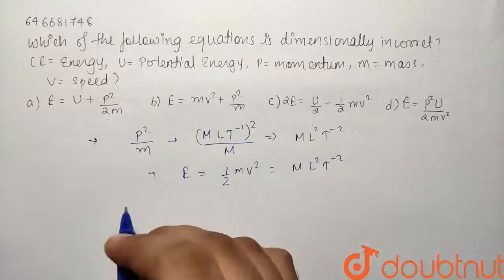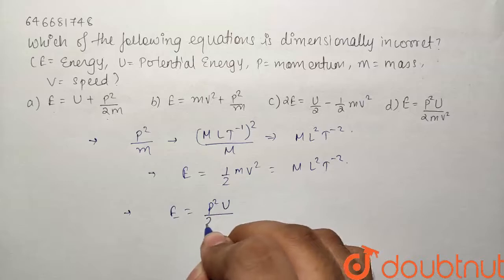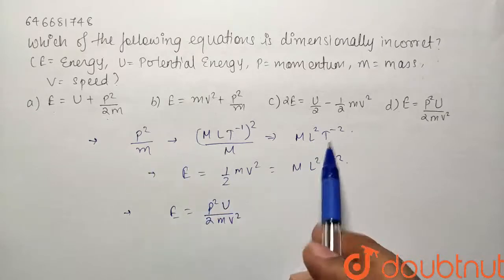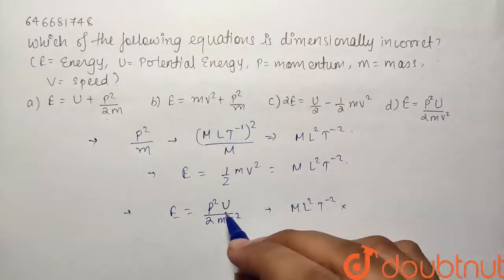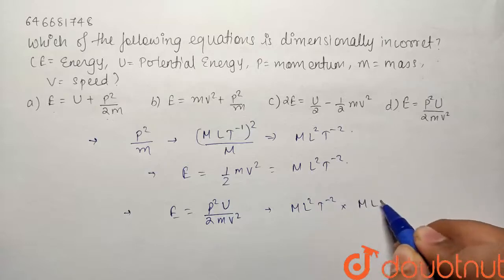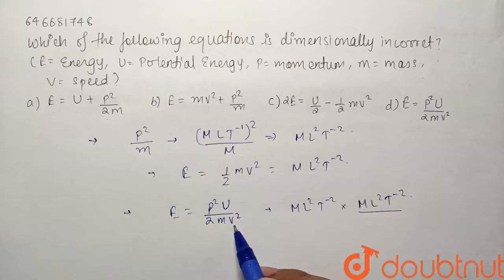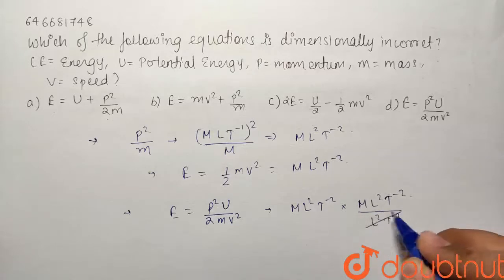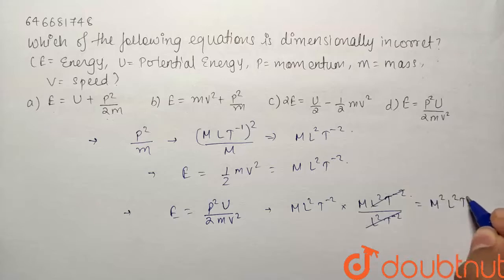But moving on to our last option, that is D. D says that E equals p square u divided by 2m v square. We have found out p square by m has dimension M L square T minus 2. So its dimension will be M L square T minus 2 multiplied by dimension of u, that is energy, so that is again M L square T minus 2, divided by the dimension of v square. Because we have already occupied p square by m, just v square is left, and it is nothing but L square T minus 2. So L square T minus 2 is going to cancel out. What will be left? It will be M square L square T minus 2.